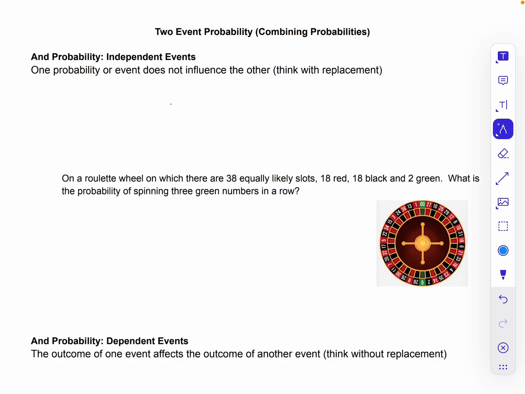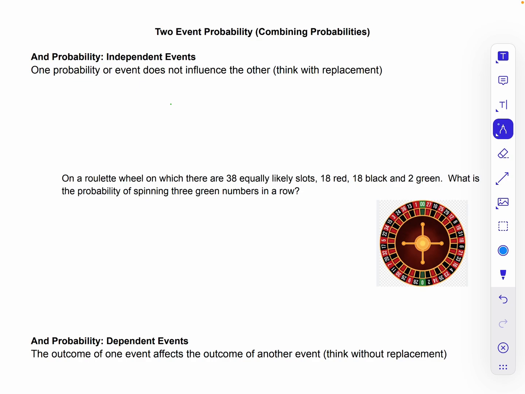This video is going to start our journey into looking at two-event probability, where we might have more than one event occurring and we want to know the likelihood of all of those combined events happening. And so we split this into three sections. This first video is going to primarily focus on and probability.